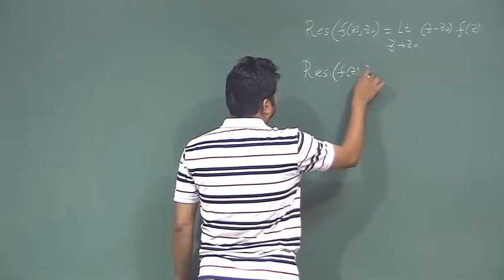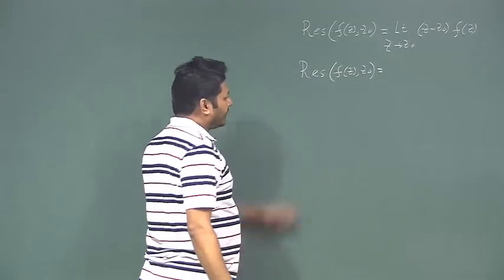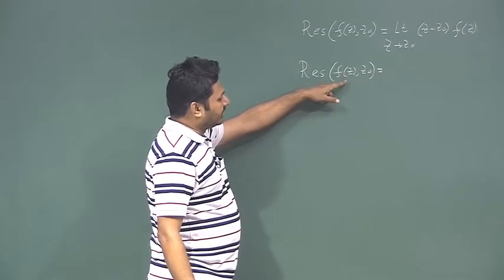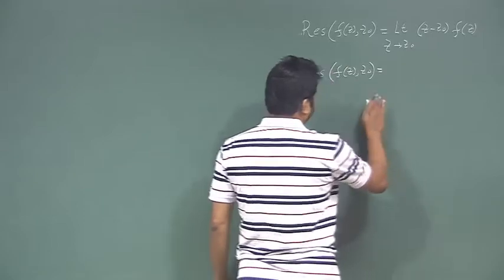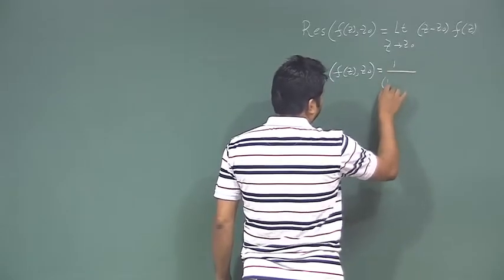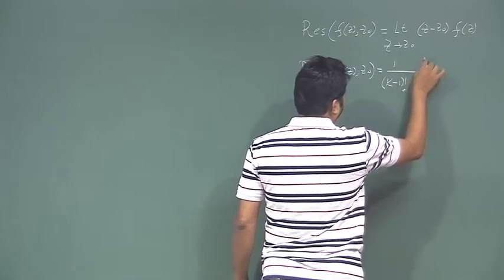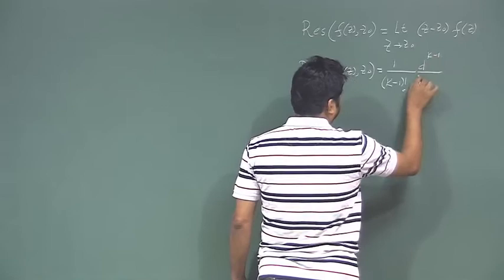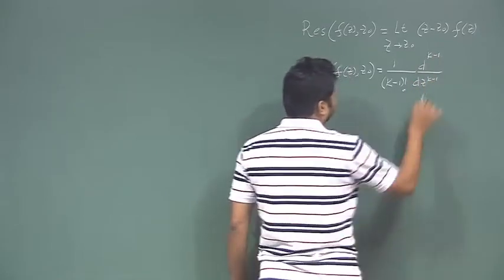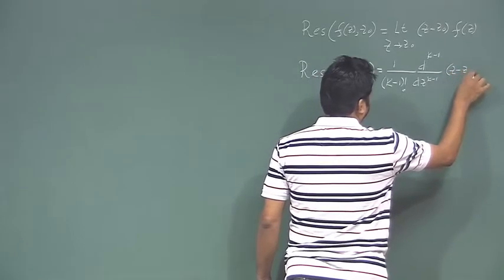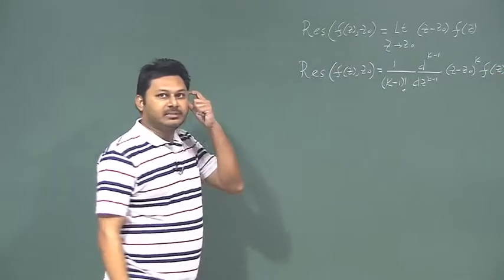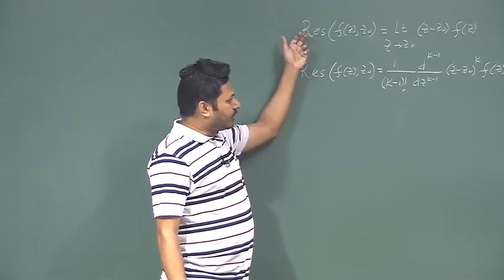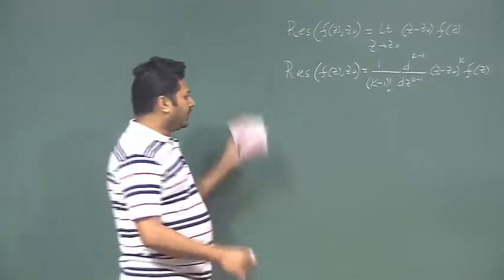And the second form was something like this. If the function does not have a pole of order 1, a simple pole, but rather has a pole of order k, then it will be 1 divided by (k-1) factorial, d^{k-1}/dz^{k-1} of (z - z0)^k times f(z). It was something like this, and we exploited both these cases and solved some problems. So, today we will, let me erase this.